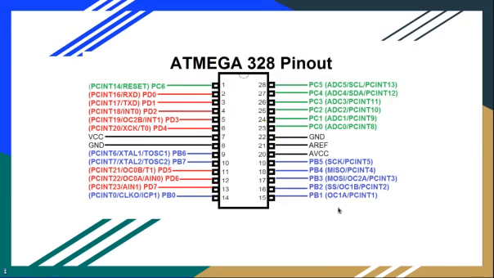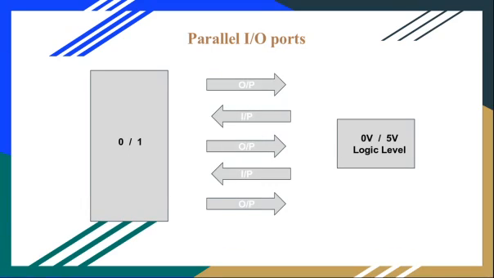Let us just talk about I/O. Input output comes in parallel, which is a bunch of bits at the same time, in serial, one bit at a time, in analog and in time. Today we are going to talk about parallel I/Os.